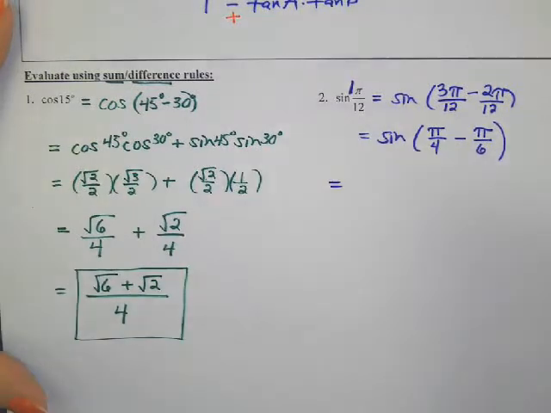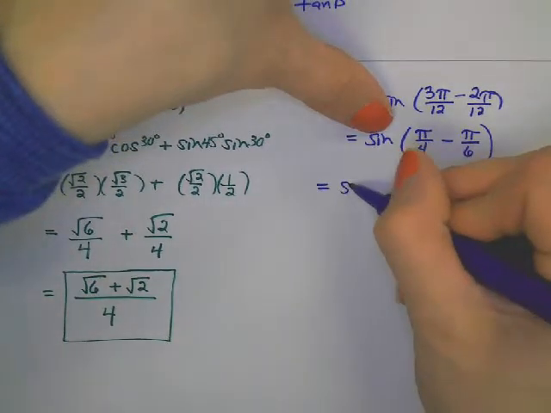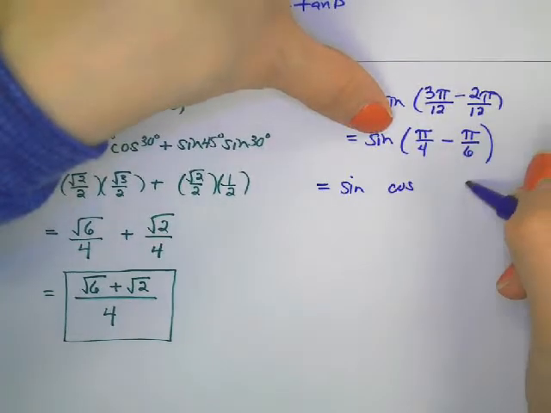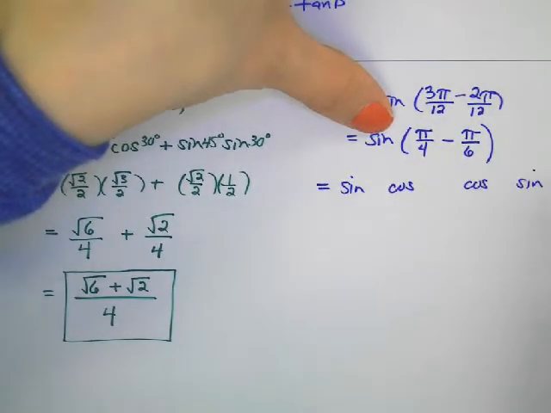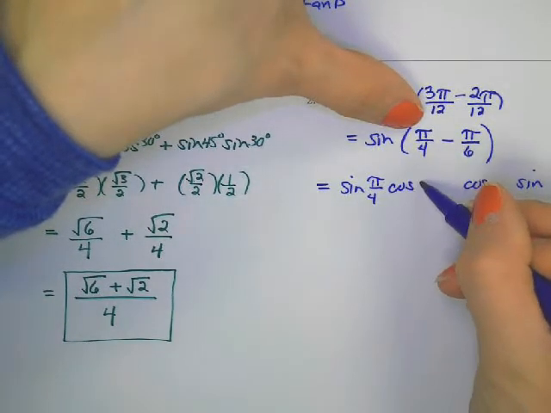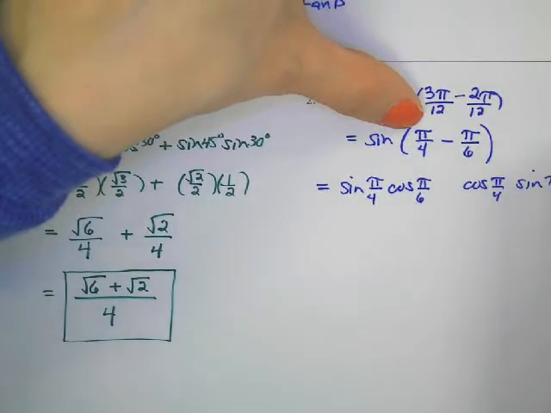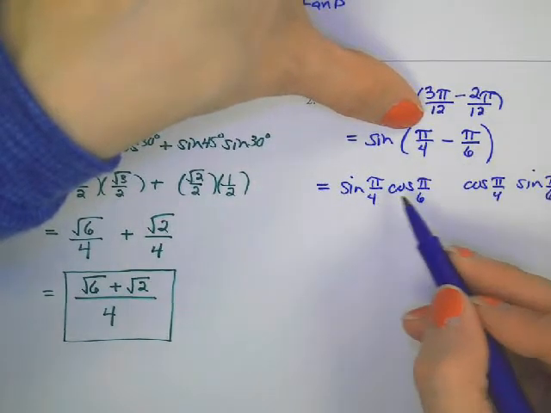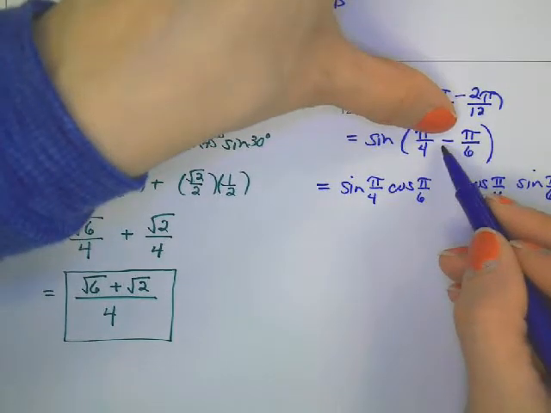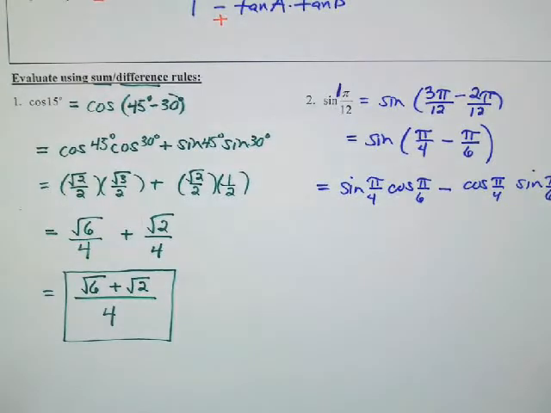Okay, and now it's time for that song. The sine song goes sine, cosine, cosine, sine. And then you put the angles in. Pi out of 4, pi over 6. Pi over 4, pi over 6. That's how it always goes. A, B, A, B. And if sine has a minus, the formula gets a minus.